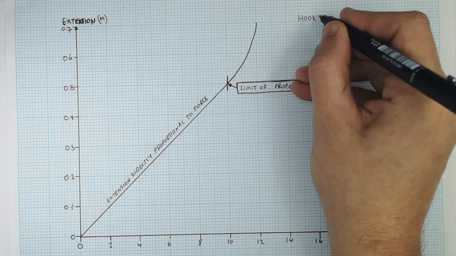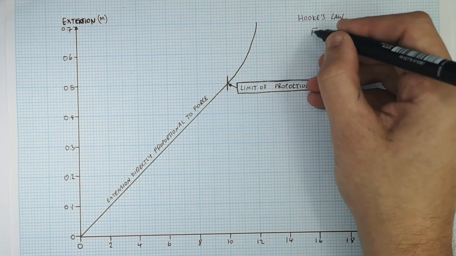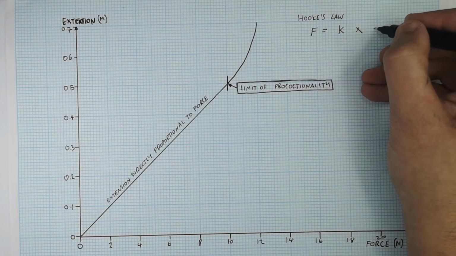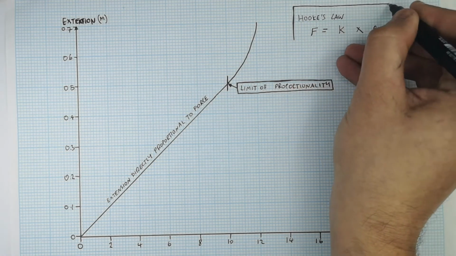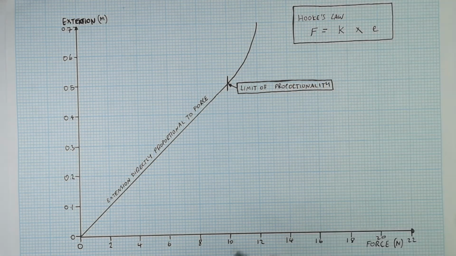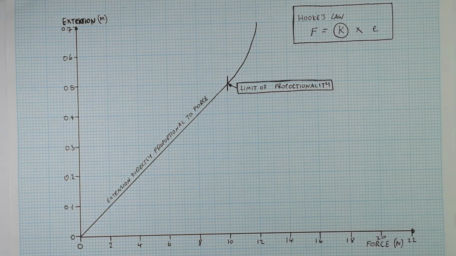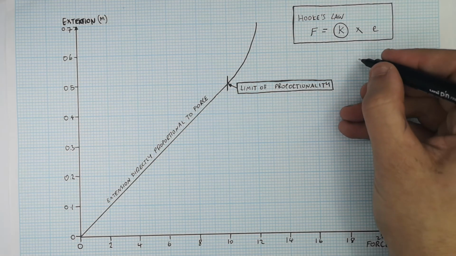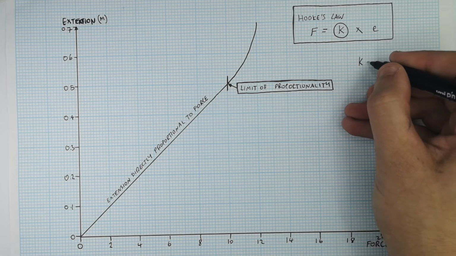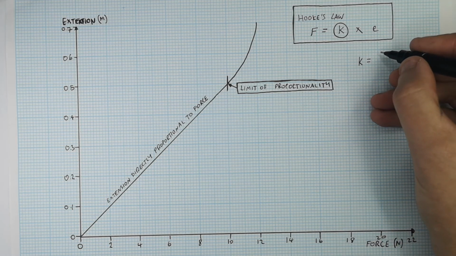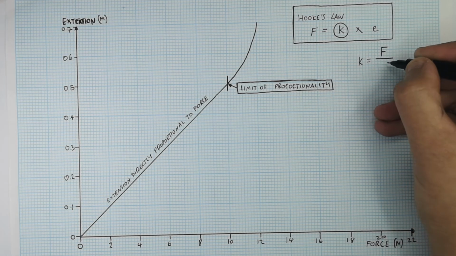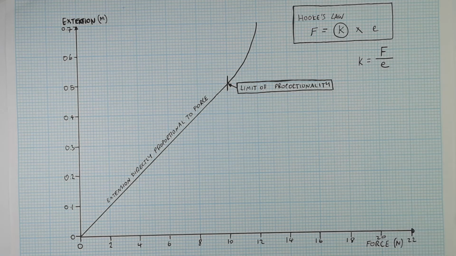So what is Hooke's law? Hooke's law is F equals K times E. The force equals the spring constant times the extension. So how do we work out K, the spring constant, for this object? We need to rearrange F equals K times E for K. K equals F divided by E. The spring constant for this object equals the force divided by the extension.